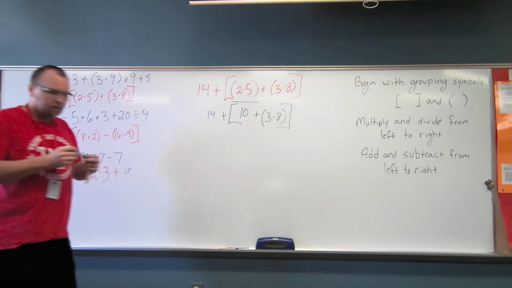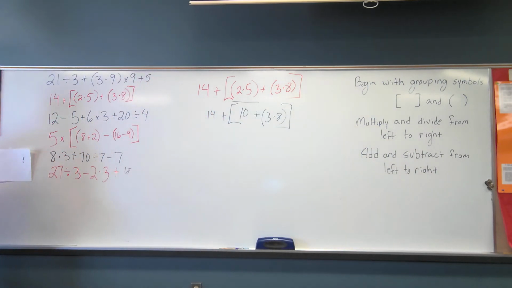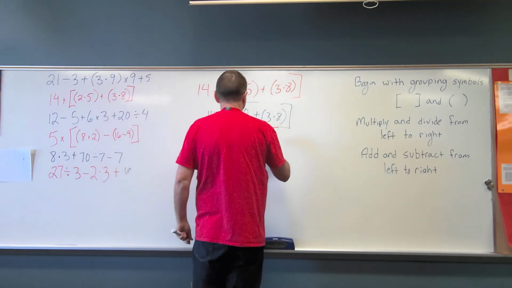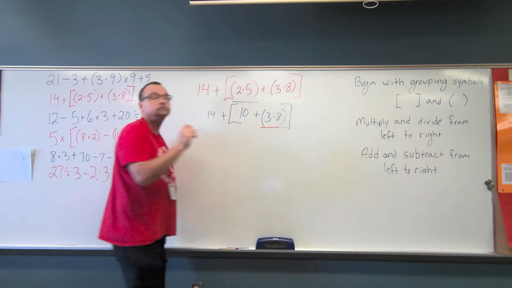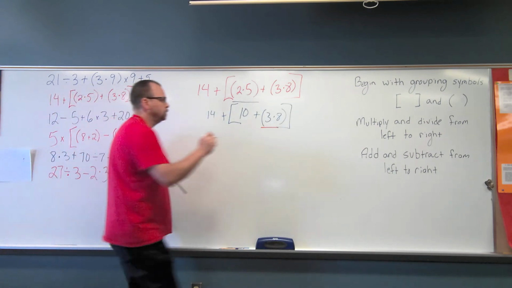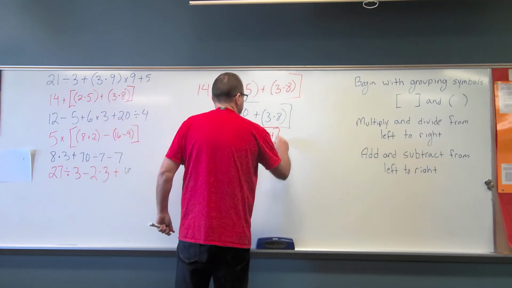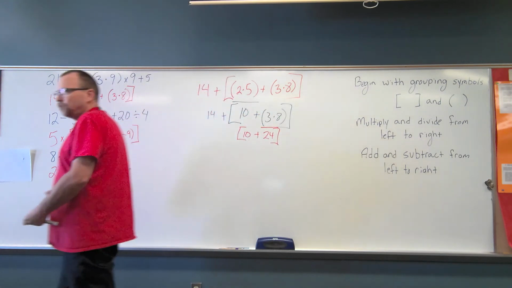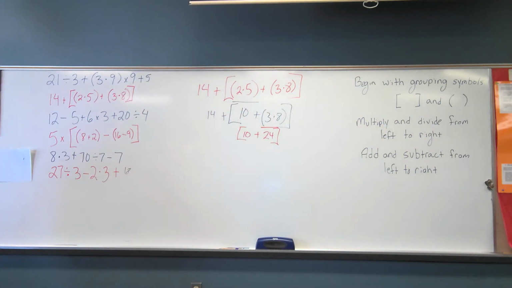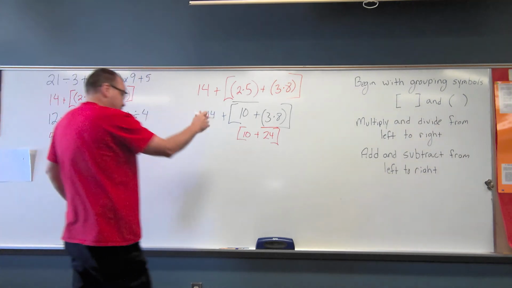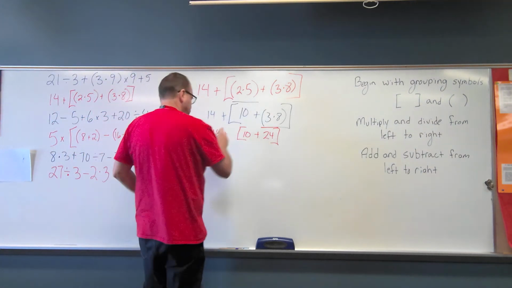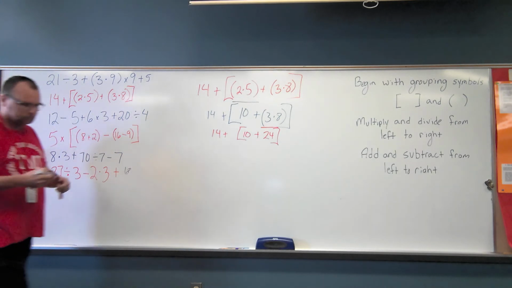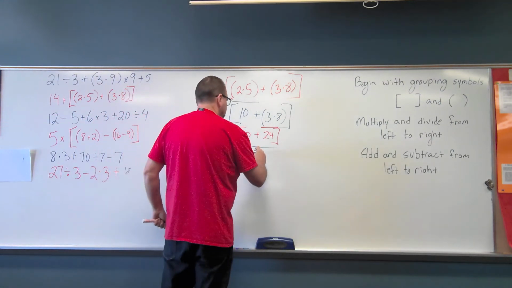All right, Jackson, what do I do next? Multiply 3 times 8. Which is what, Jackson? 24. Now this is still in the brackets because these were both in the brackets and I haven't gotten it down to just one number yet. So that has to stay in the brackets. What do I do next, Jackson? Then add 10 and 24. Which is what, Jackson? 34.